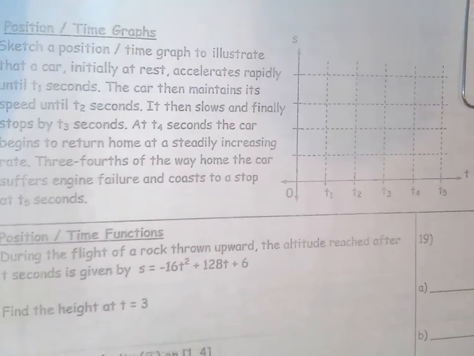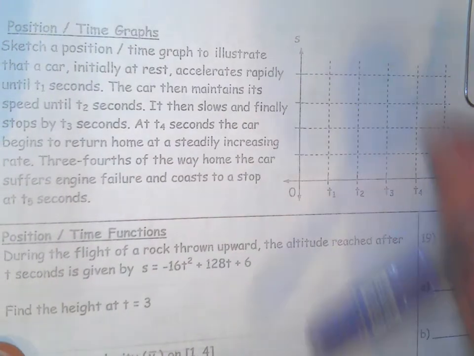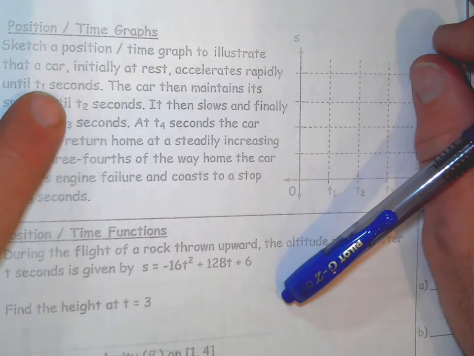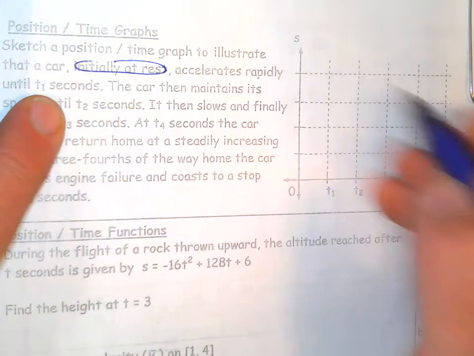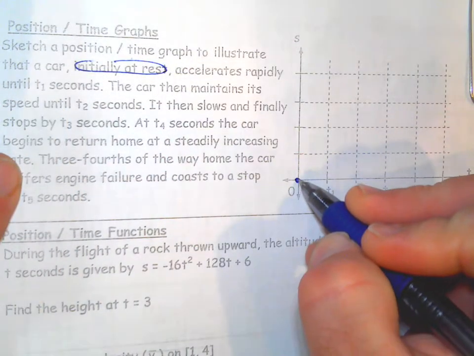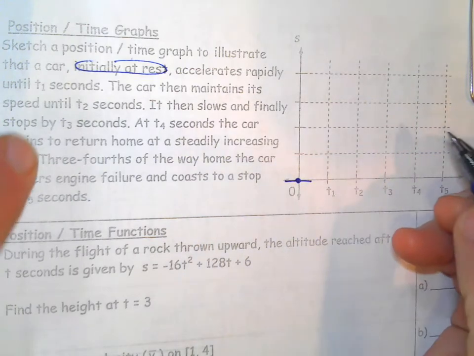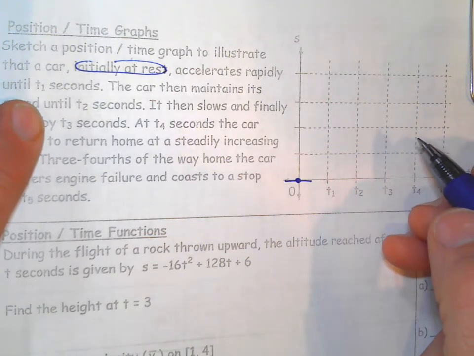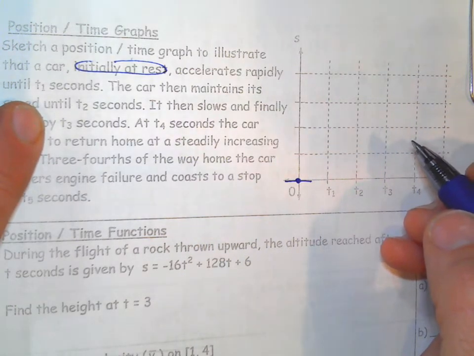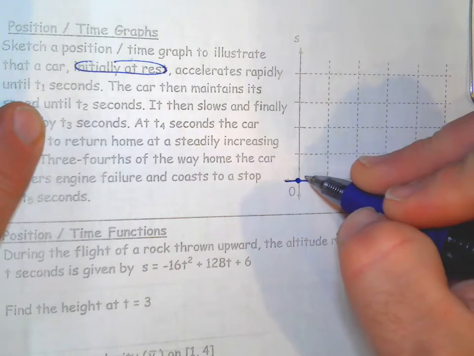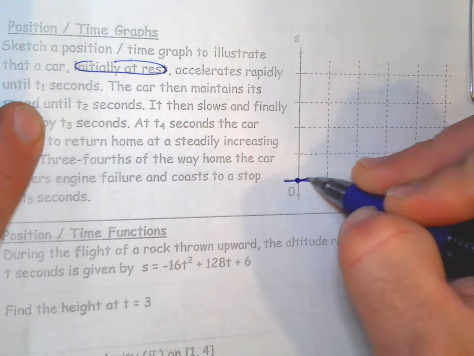All right, position time graph. I'll add one like this on the test. I'll add one on the pretest. We've had a lot of them. So, car initially at rest. That means its slope is 0 and its position is 0, so it should be a flat slope. Accelerates rapidly. It's getting steeper quickly until t1 seconds. So flat slope, getting steeper until t1.